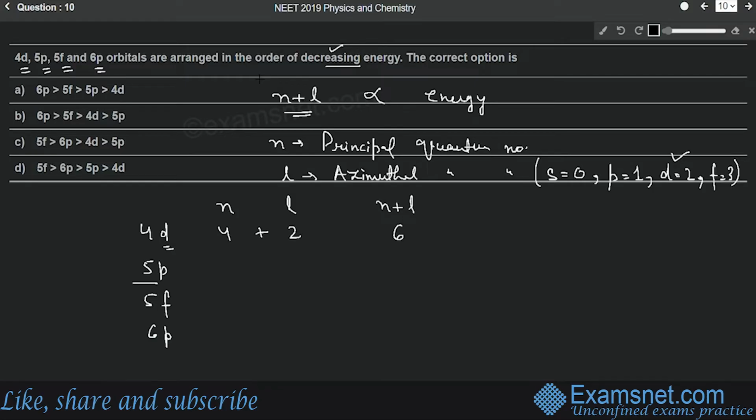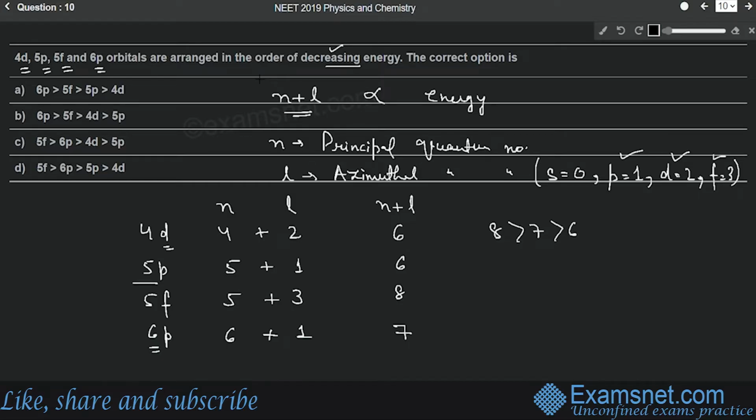For the second one, the value of n is 5, the value of l for p is 1. So the value of n plus l will be 6 again. Then 5 plus, for f we have 3. So 5 plus 3, that means 8. And for the last one, the value of n is 6 and the value of l is 1, because it is p orbital. So the value of n plus l will be 7. Now if we arrange them in decreasing order, we can write 8, then 7, then 6. Now we have two 6s here.